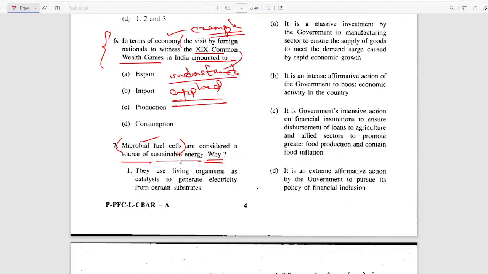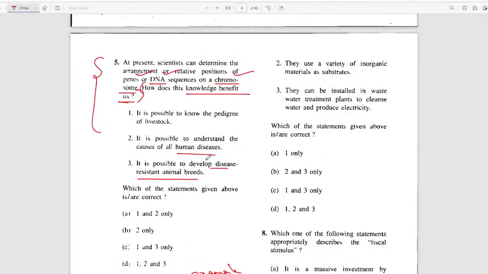The other takeaway here is you have to know about the sources of sustainable energy. That is very important. So whenever you come across any sustainable energy, for example, right now we are talking about hydrogen-based fuels, those become important, because sources of sustainable energy were already asked in the previous year's questions. They use living organisms such as catalysts. These are the details, and I do not want to go into this.